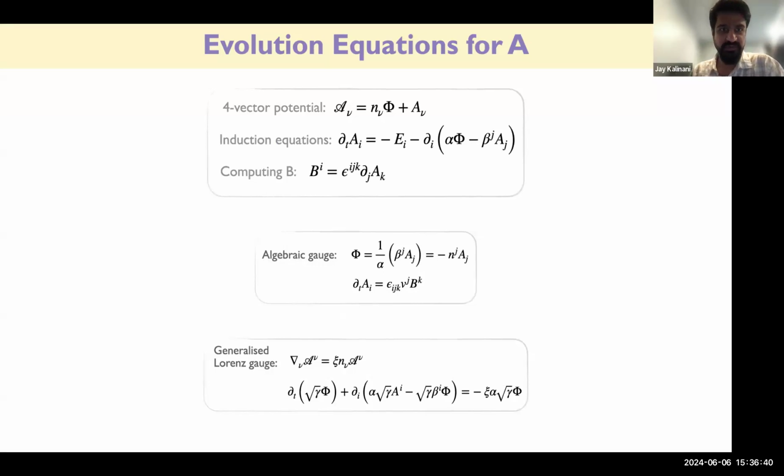Some codes might choose to instead evolve the vector potential and compute B from the curl of this vector potential. And also, one has to make some gauge choices in evolving these induction equations for A. And in literature, you might find the simplest choice to be the algebraic gauge. But the more commonly used one is this generalized Lorenz gauge, where in this case, you also need to evolve an additional equation for the scalar potential Φ here. So I'm not going much into details.